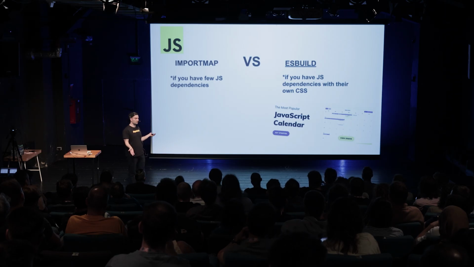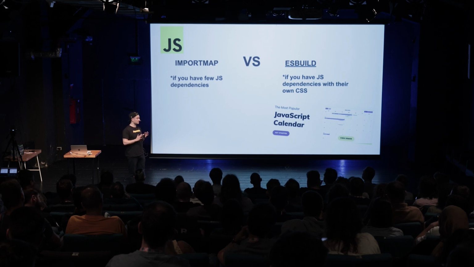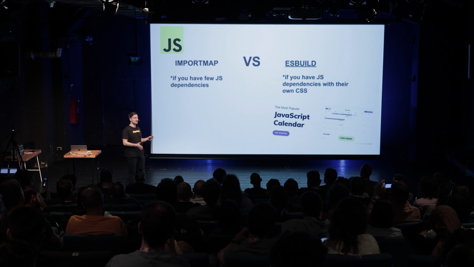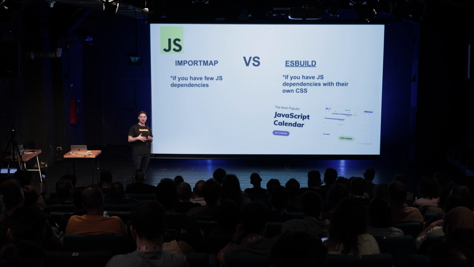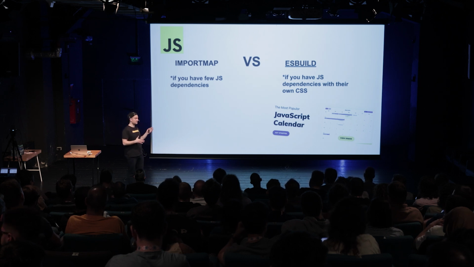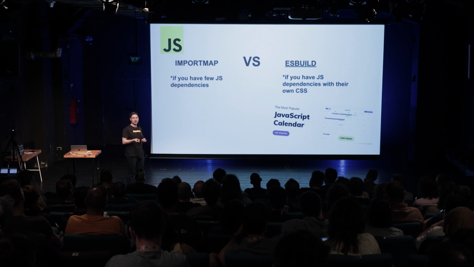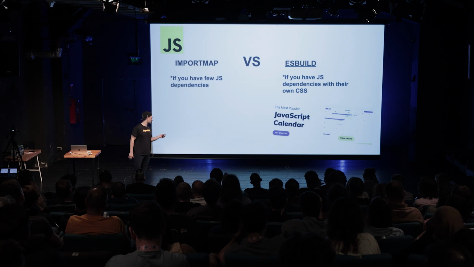Talking of JavaScript, I think the main 2 options are import maps and ESBuild for new Rails projects. If you choose ESBuild, you will definitely not regret it, but import maps is the default. So if you are planning to import a lot of JavaScript libraries that contain their own CSS, this is going to be easier for you to go with ESBuild. If you're just going to have your own Stimulus controllers and maybe some small lightweight JavaScript libraries that you're going to import, you can go with the import maps.